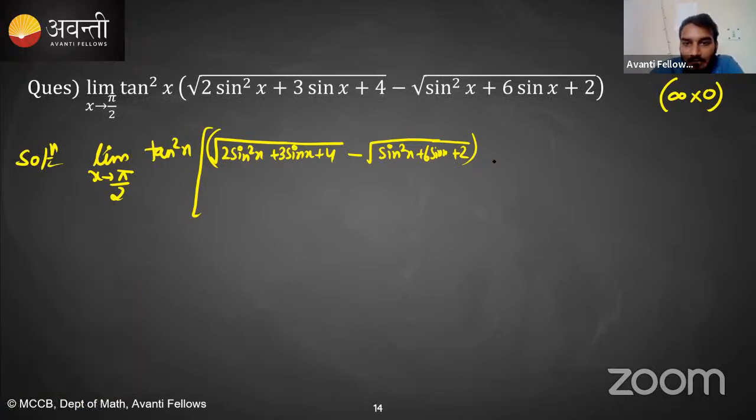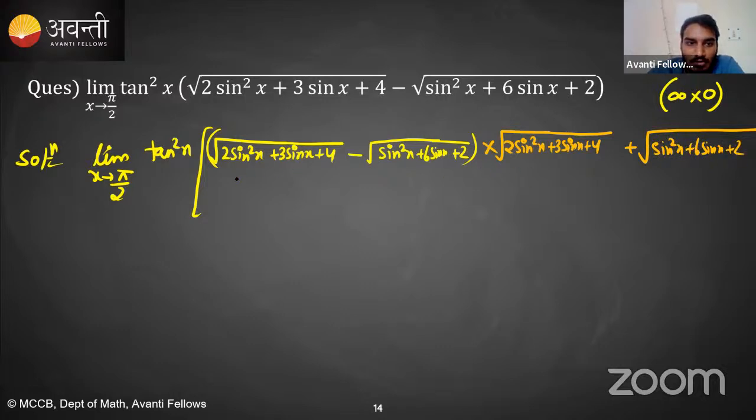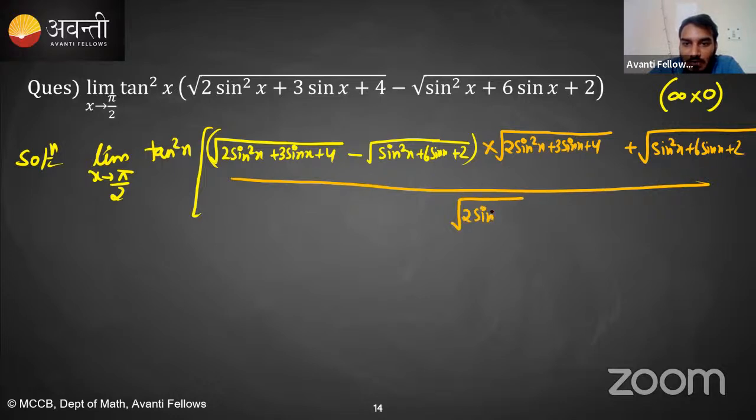Into square root of 2 sin square x plus 3 sin x plus 4 plus square root of sin square x plus 6 sin x plus 2, divided by the same, under root of 2 sin square x plus 3 sin x plus 4 plus under root of sin square x plus 6 sin x plus 2, right? So we have done the rationalization.